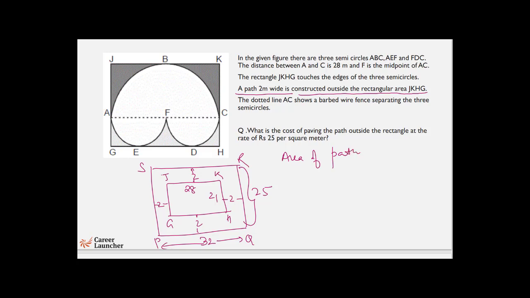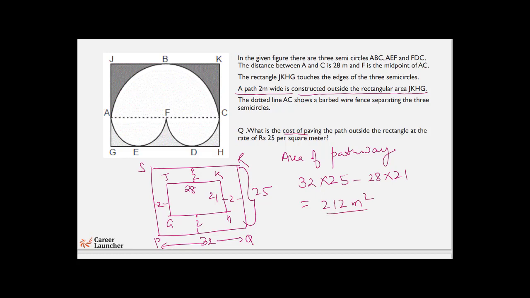will be calculated as the difference of the two rectangles, the area of bigger rectangle minus the area of smaller rectangle. So that would be 32 into 25 minus 28 into 21. That comes out to be 212 meters square. That is the area of the pathway.